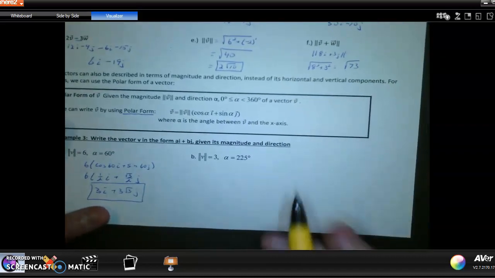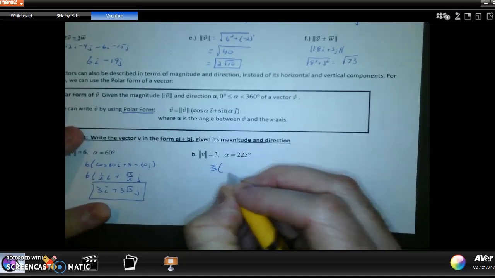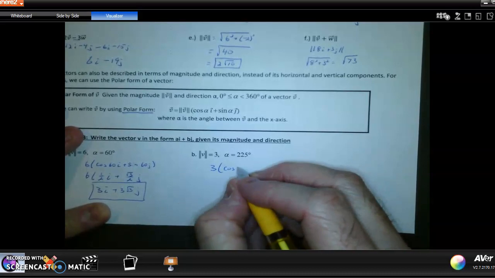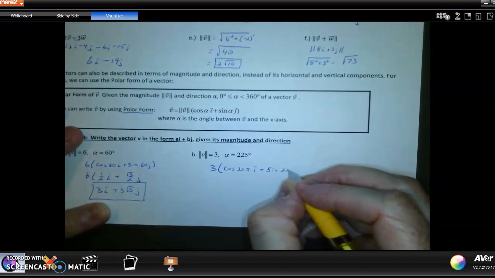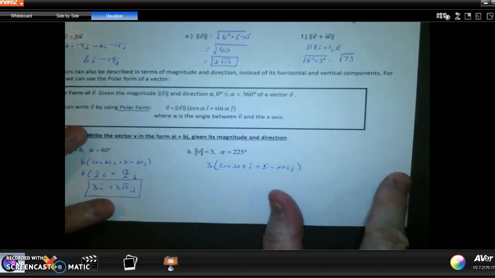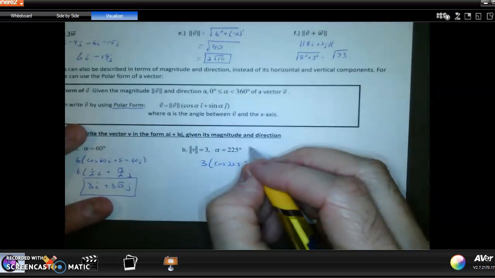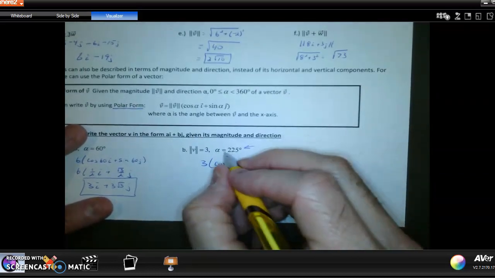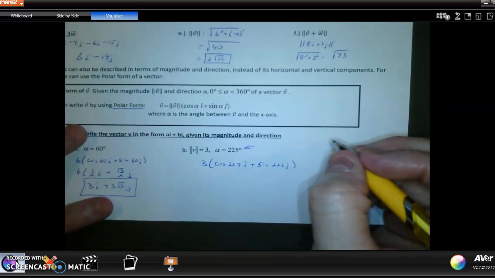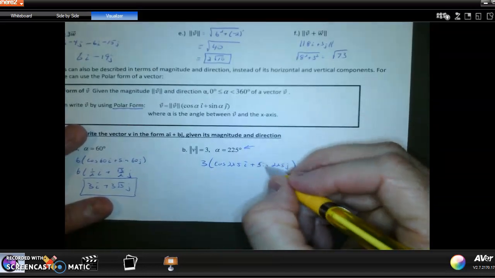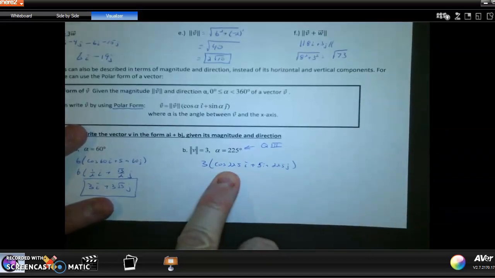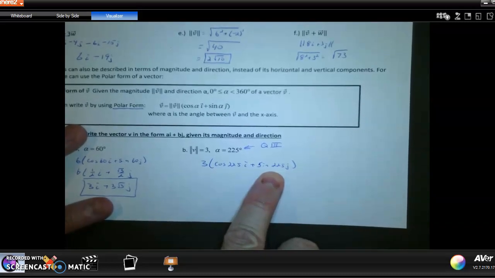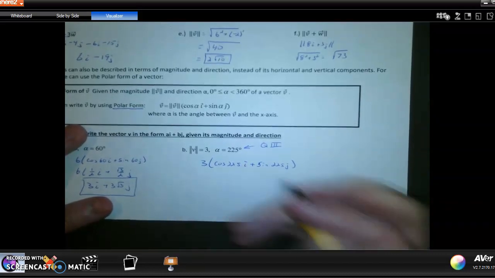This last example: 3 times the cosine of 225 i plus the sine of 225 j. That's what you would do. Now, there's a trick on this one, and that's why I gave it as an example. This angle, 225, think about where that's located. 225 is past 180, so that's in quadrant 3. So don't forget, when I do the cosine of 225 and the sine of 225, which is like a 45-degree angle, right? It's 45 past 180. I'm going to make both of these negative, okay?